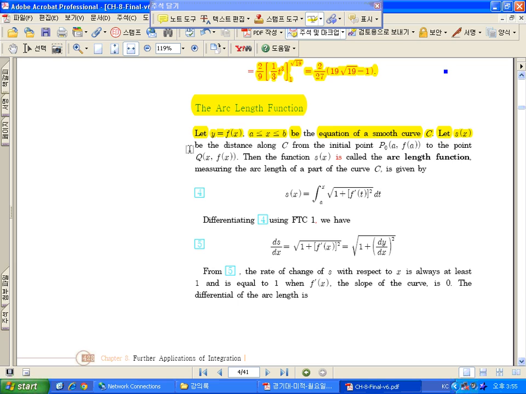Let s of x be the distance along C from the initial point P0 to the point Q. Then the function s of x is called the arc length function. So we define this arc length formula from a to x as a function s of x, and we call this the arc length function. Using the fundamental theorem of calculus to differentiate this function, we have ds over dx as this. Because of the fundamental theorem of calculus, this integral will be removed, and x replaces this t.